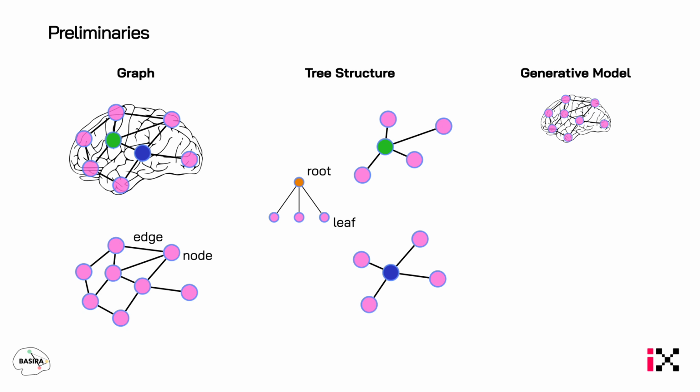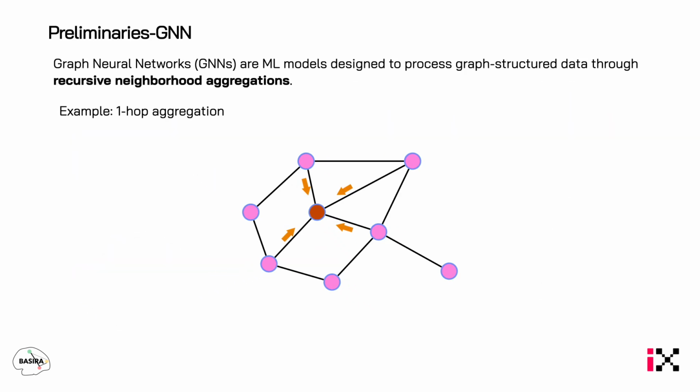A generative model uses an encoder to learn a latent representation of the data, then a decoder to generate new samples from that representation. Graph neural networks are ML models designed to process graph-structured data through recursive neighborhood aggregations. This is an example of one-hop aggregation. The brown node in the center gathers information from its immediate neighbors.